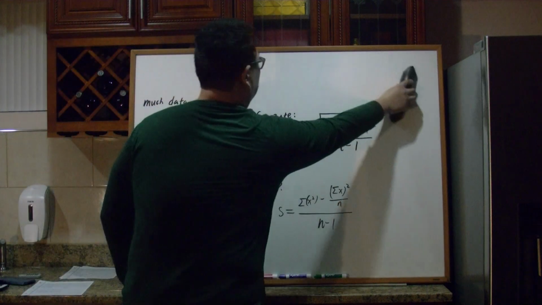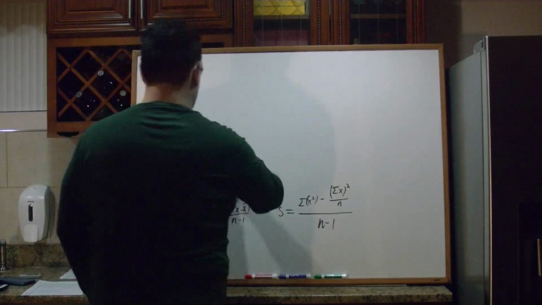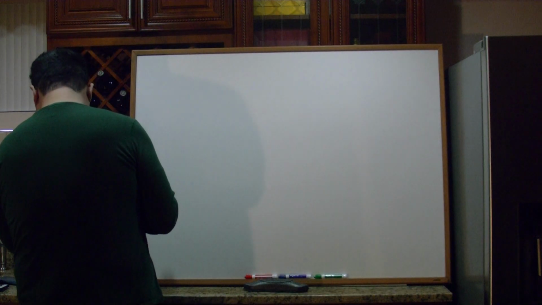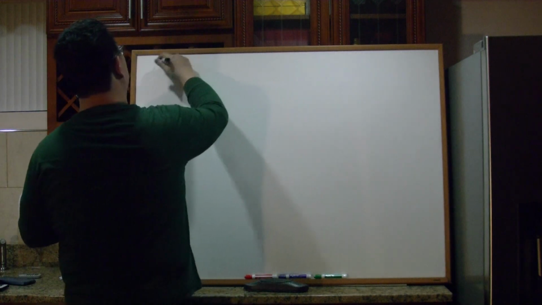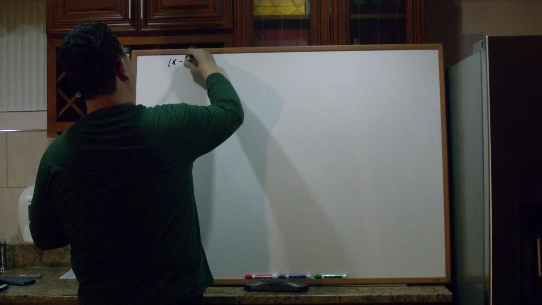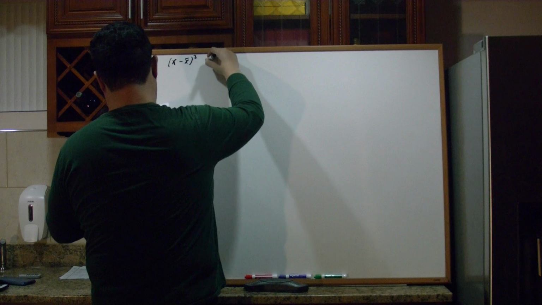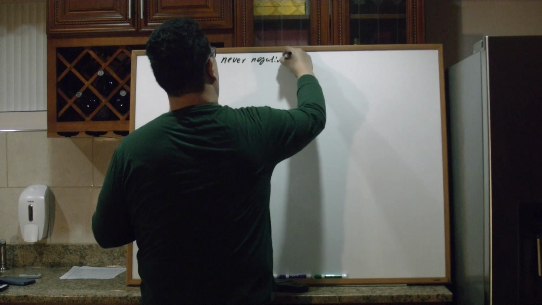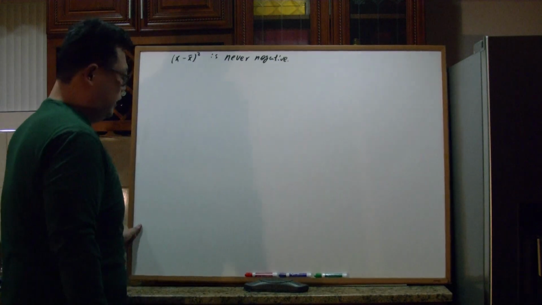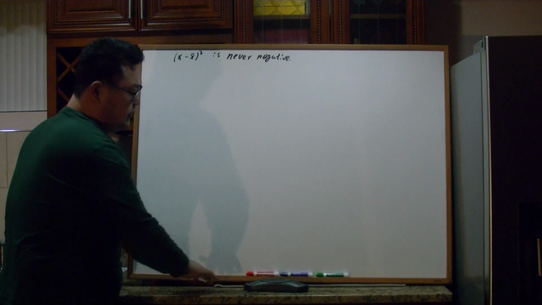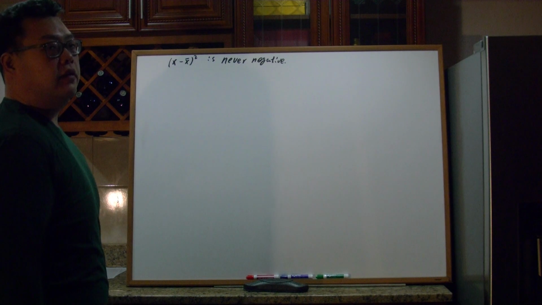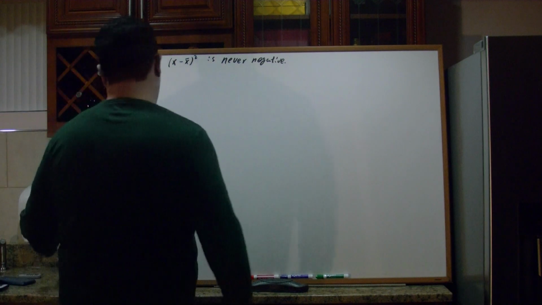Let's see some examples. But before we move on, what we can observe is this thing is never negative. We get the numerator of our sample variance, and the numerator of it has to be at least 0 or a positive number. It will never be negative.